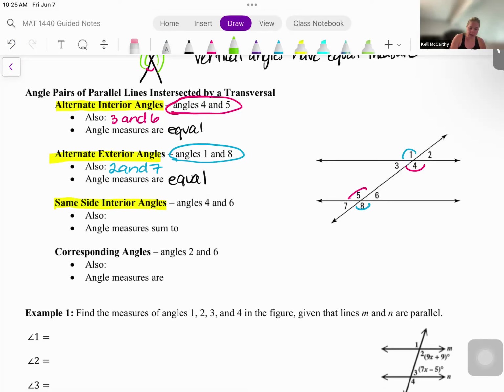Same side interior angles, same side of the transversal, interior of the parallel lines. So same side, and on the inside, angle 4 and angle 6 are same side interior. 3 and 5 are also same side interior angles. Same side interior angles sum to 180 degrees. So these angles are supplementary.